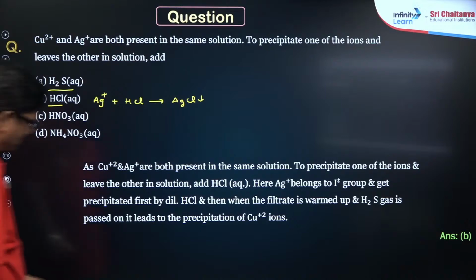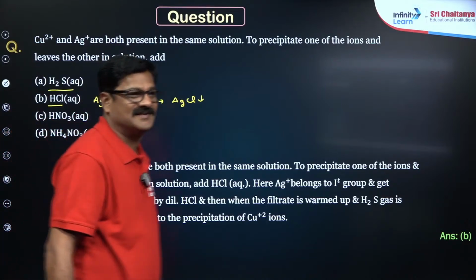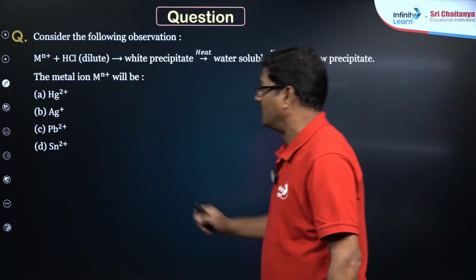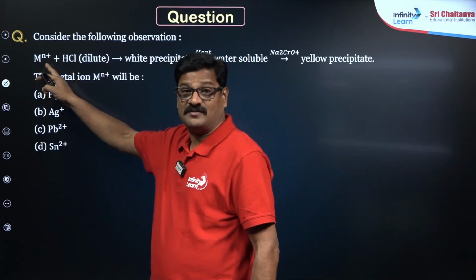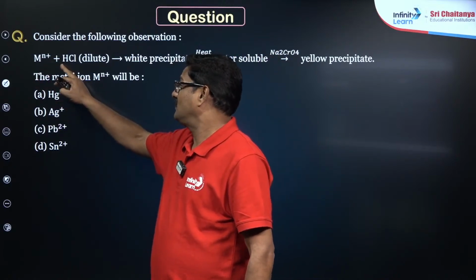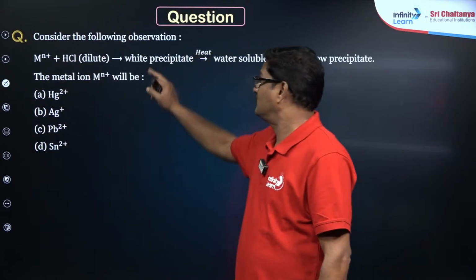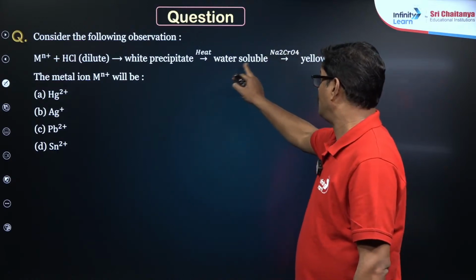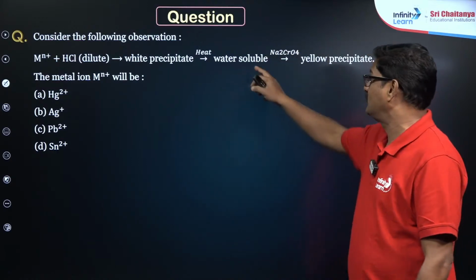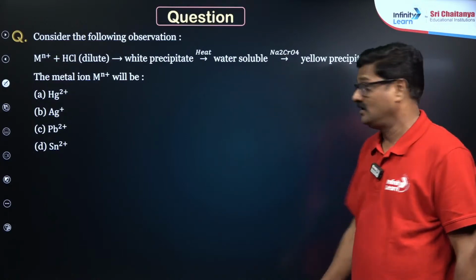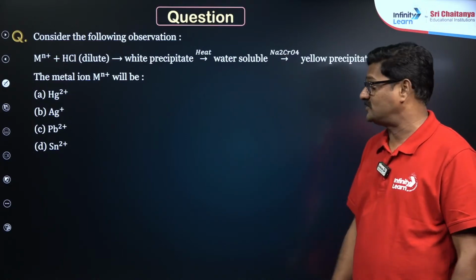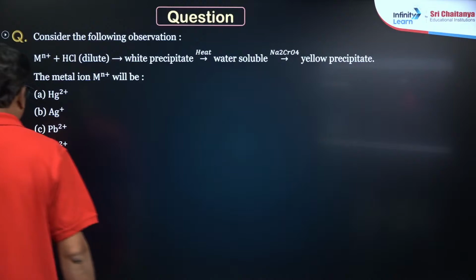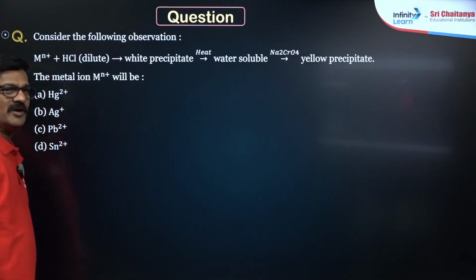और एक चीज है, और एक क्वेश्चन तैयार है आपके पास, आपके सामने पेश कर रहे हैं. Consider the following observation: metal in N plus oxidation state reacts with dilute HCl to give a white precipitate, and that white precipitate when heated gives a water soluble salt. This water soluble salt is reacted with sodium chromate, it gives a yellow precipitate. That yellow precipitate could be lead chromate, silver chromate, tin chromate or mercury chromate.